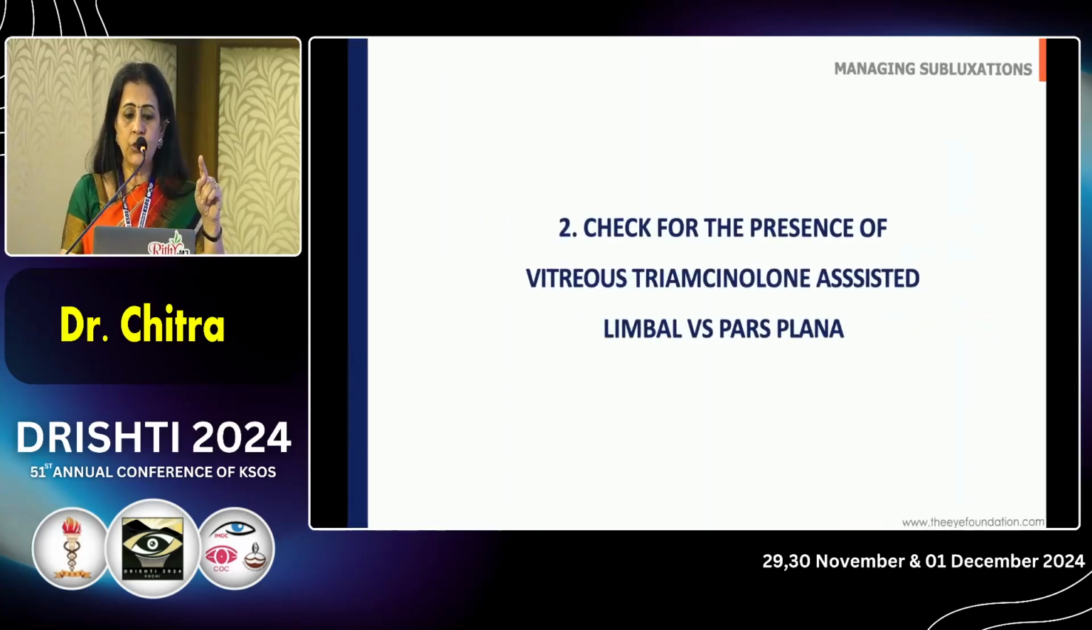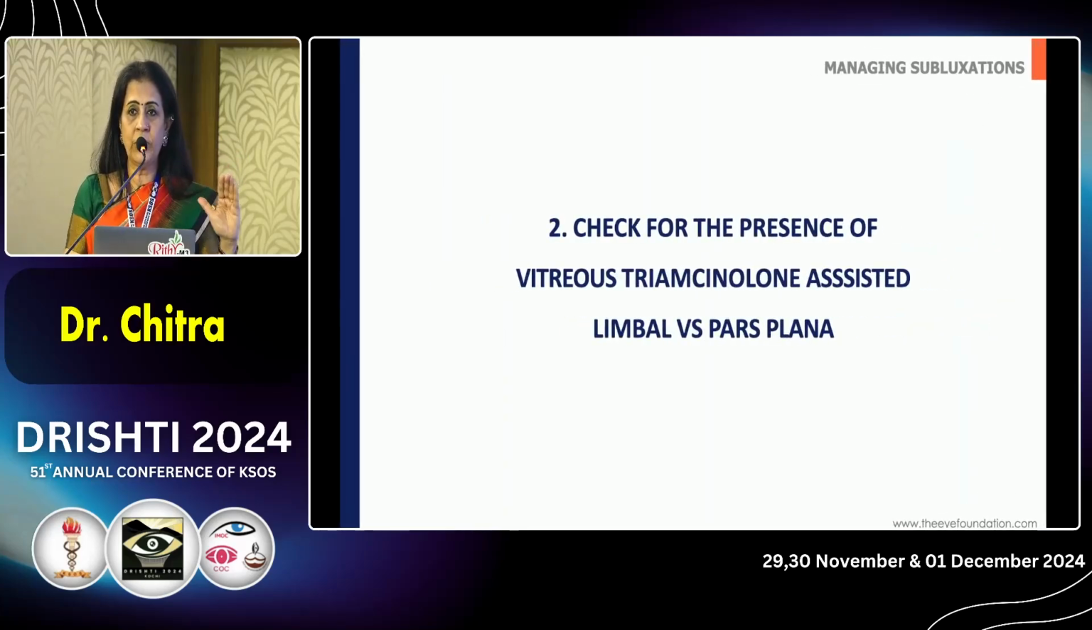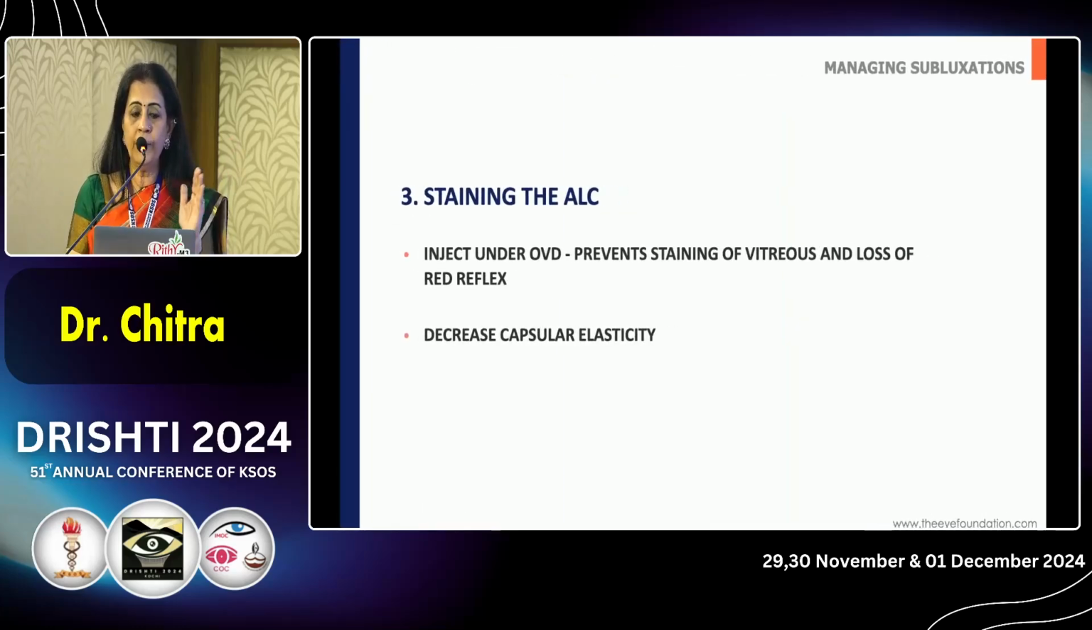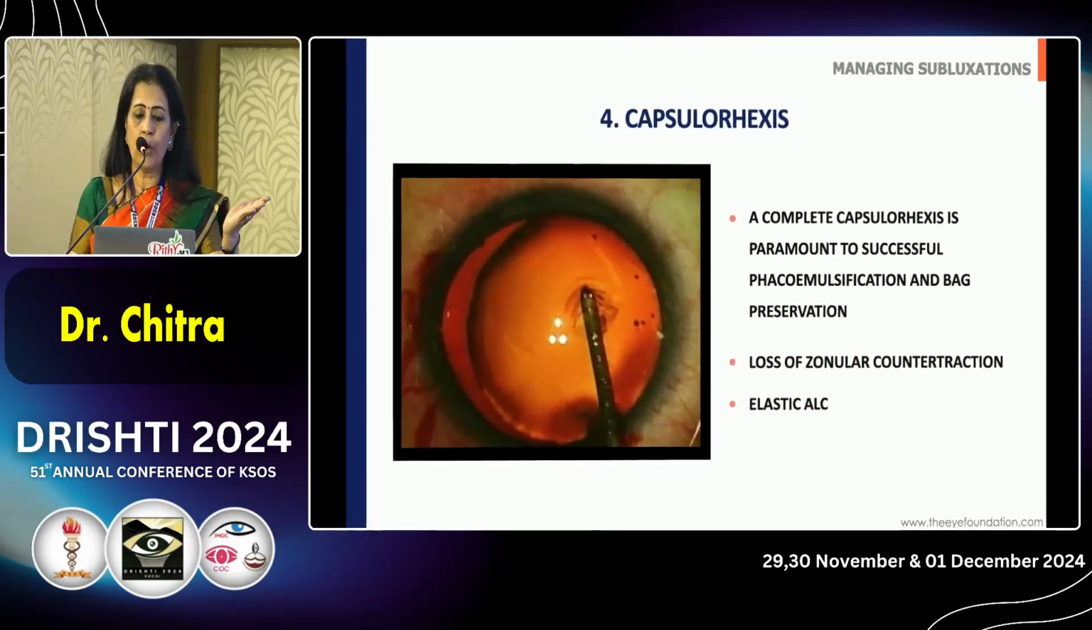You need to ensure that there's no vitreous, so you inject the triamcinolone as and when you want. I would tell you when. For staining of the anterior lens capsule, you should not straight away inject Trypan blue because it will go behind the area of zonular weakness and you will not have a good view. The red reflex will go. So what you need to do is inject viscoelastic in that area of zonular weakness, and then over and above, you paint the Trypan blue so the red reflex will not be lost.